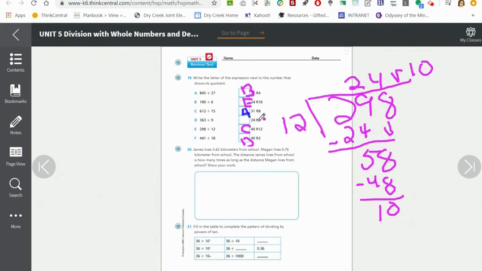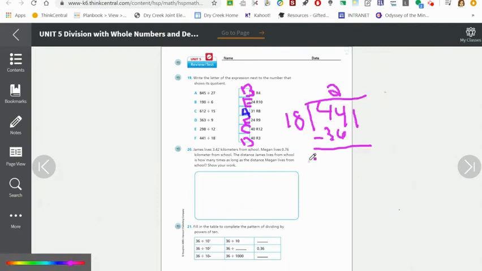So last must be F. This one must be F, but I'm going to double check it by doing the problem to make sure I didn't do anything wrong. Okay, so I wrote the problem 441 divided by 18, and I did 18 times 2 is 36, and I have 44 minus 36. And so 44 take away 36, I got 4, take away 6, I can't do, I've got to borrow, that becomes a 3, that becomes a 14. 14 take away 6 is 8.